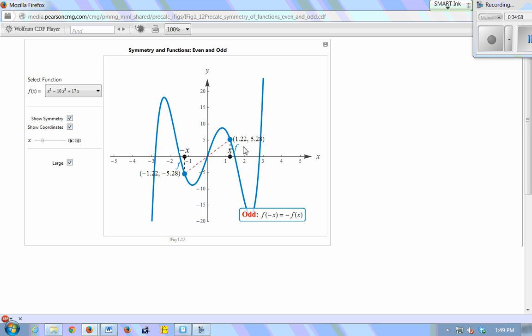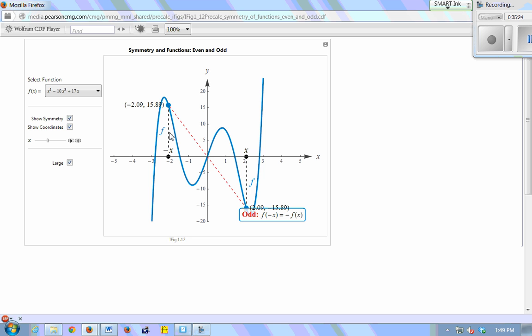For 1.22, the y value is 5.28. And for the opposite x, negative 1.22, you get the opposite y, negative 5.28. And you just keep getting that: for two opposite x's, you get opposite y's, 15.89 and negative 15.89. This is a special kind of function that we call odd.